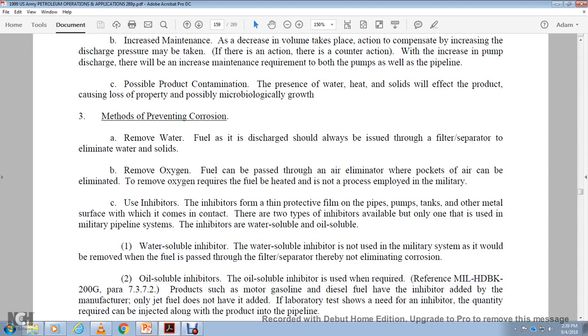Remove water. Fuel with the discharge should always be issued with a filter separator to eliminate water and solids. To remove the oxygen, fuel can be packed with the air eliminated, where pockets of air can be eliminated. The removal of the oxygen would require the fuel to be heated, which is not processed or employed in the military.